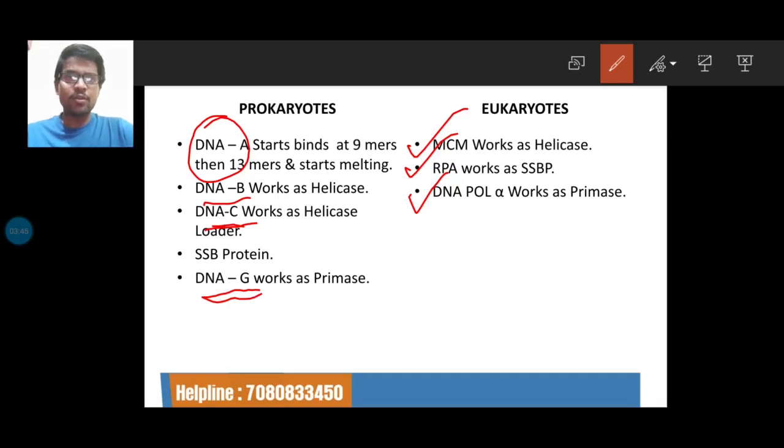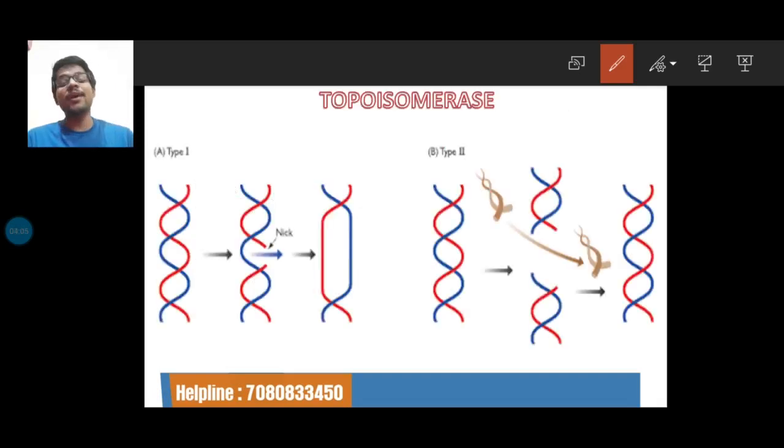Now we will move to the next slide. As we have learned earlier, at the time of unwinding there is pressure created on the DNA double helix, and that can cause supercoiling, and that supercoiling is removed by the enzyme topoisomerase. There are two types of topoisomerase enzyme found. One is type 1 and one is type 2.